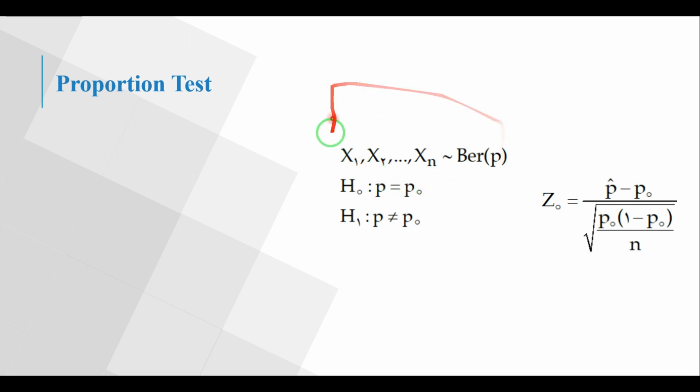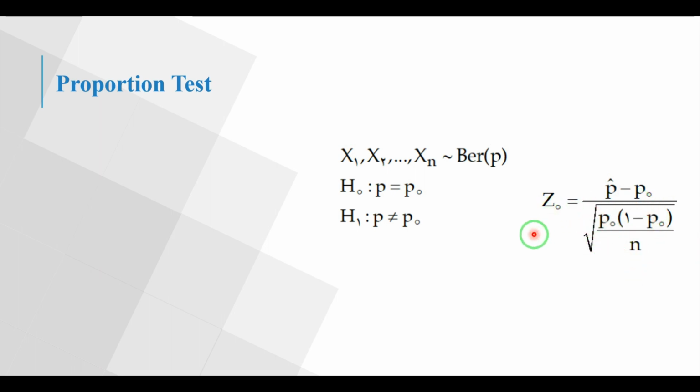As you can see here, we have the Bernoulli distribution for our data. This can be a success of an event within a data set, and we want to test the hypothesis whether the proportion is equal to a specific value or not. And since in the Bernoulli we have the variance of p multiplied by 1 minus p, we use this statistic.